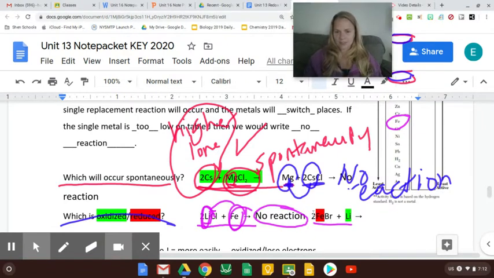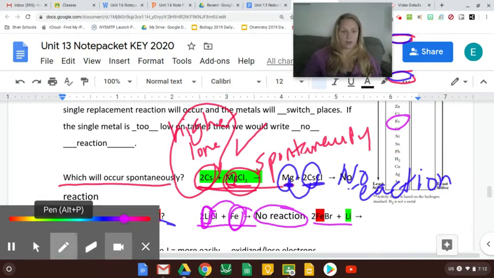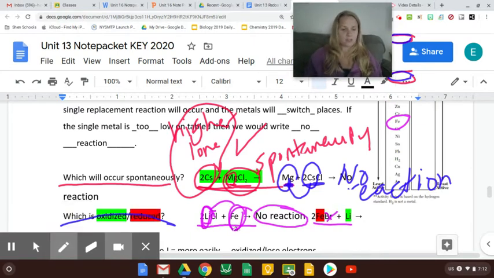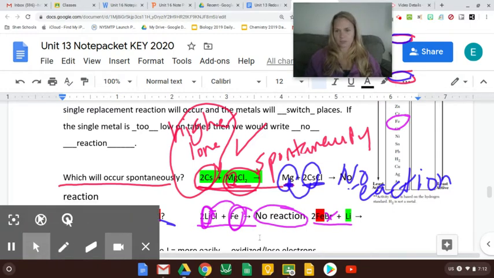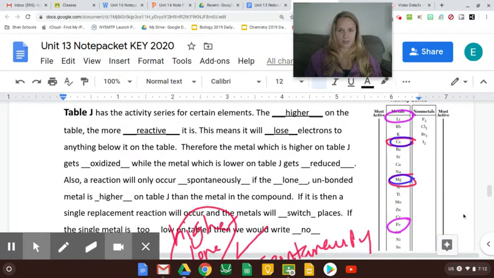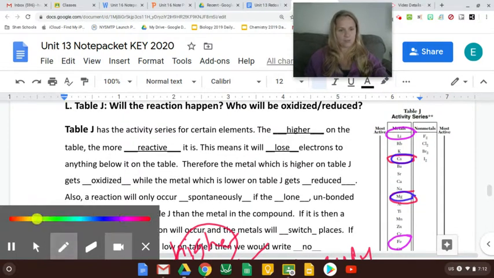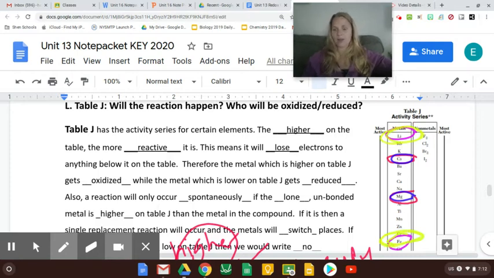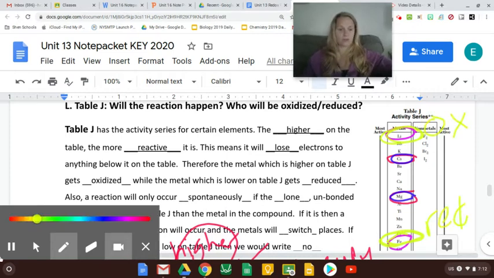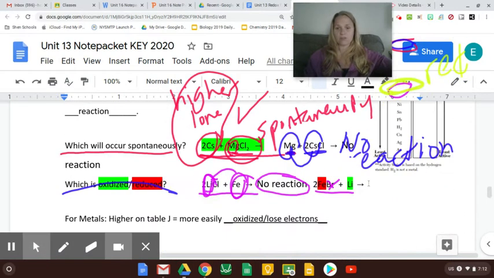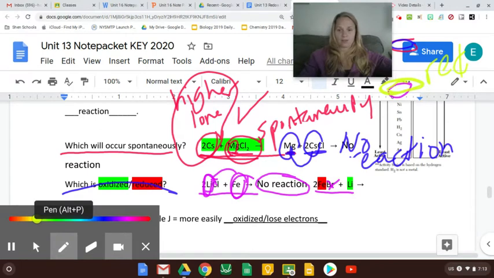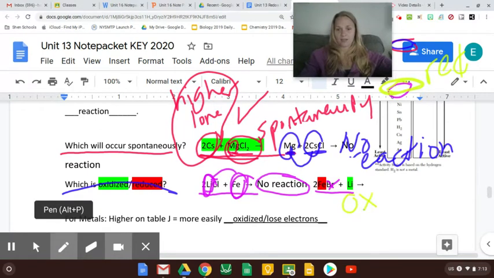So let's see. Fe and Li are two metals. We are going to ignore our non-metal here because we're just talking about metals. So Fe and Li, who gets oxidized, who gets reduced? Let me pick a different color. Fe and, oh, there's Li again. Okay, so Li is higher, and we said the higher one gets oxidized and the lower one gets reduced. So that is my answer here. I highlighted this red to show that it gets reduced and green to show that it gets oxidized.